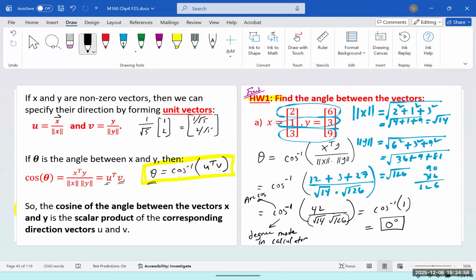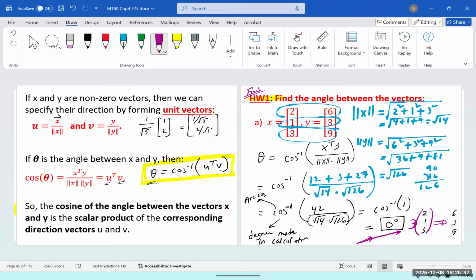What does that mean? It means the two vectors are pointing in the same direction. Observe, we have 2, 1, 3 and 6, 3, 9. If you multiply the first vector by 3, you get 6, 3, 9. So one vector is here, the other vector is 3 times longer. That's why the angle between them is 0. So these two vectors are not orthogonal. The angle between them is 0 degrees.